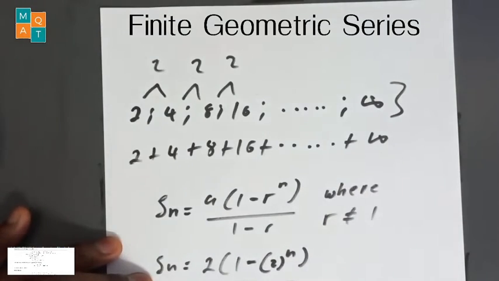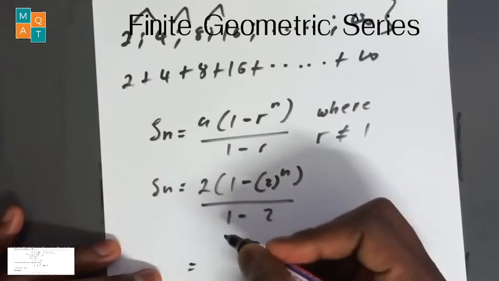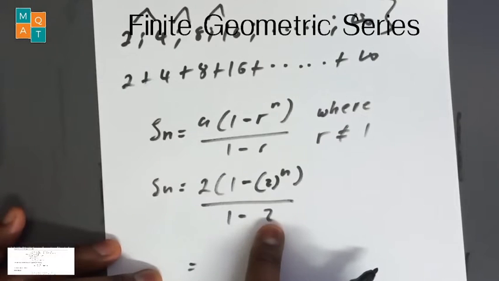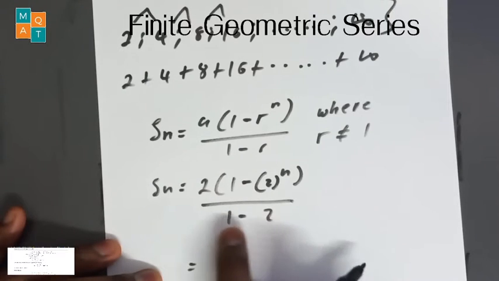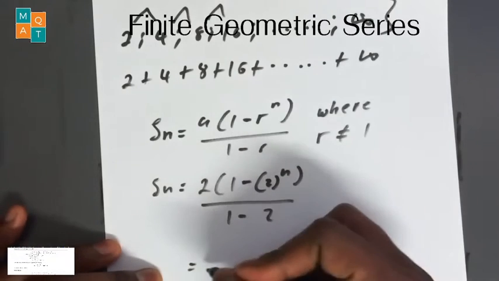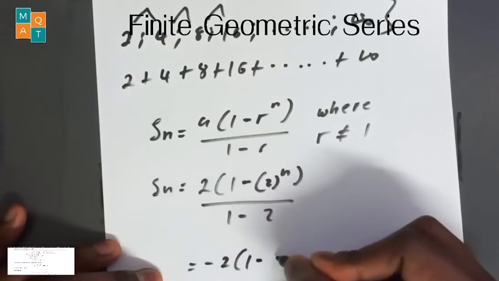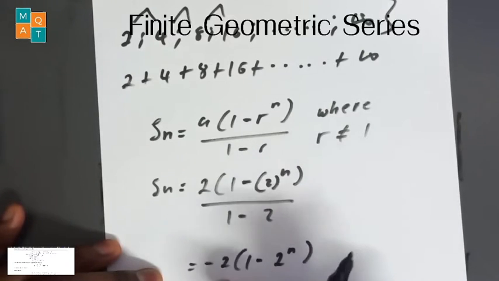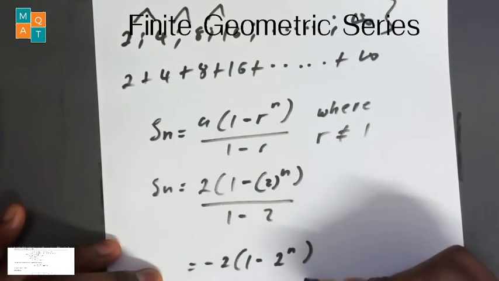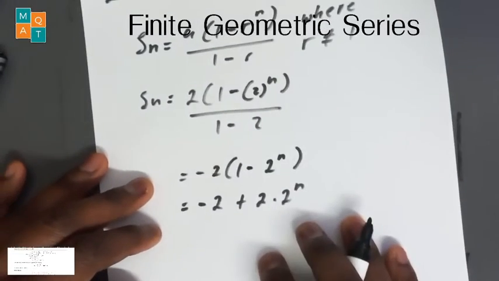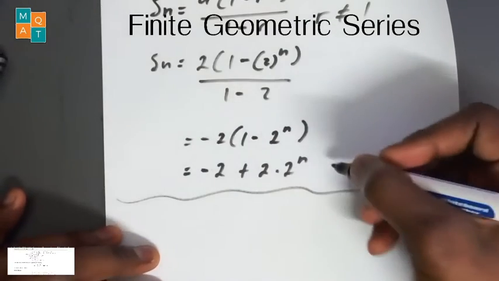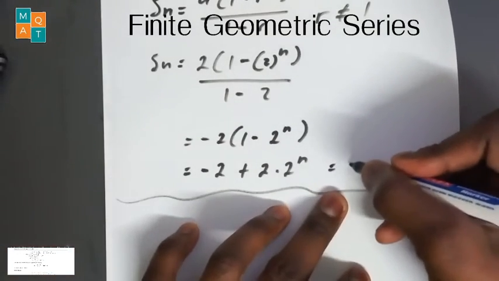Now let's go further. If we sort this out, we realize 1 minus 2 is minus 1. The denominator, 1 minus 2, is minus 1. And then if we multiply the top by the bottom, we get minus 2 times (1 minus 2^n). If you multiply this by that, you get minus 2 plus 2 times 2^n. Now, this equation can be further written as 2 multiplied by 2^n minus 2, just to make it prettier.